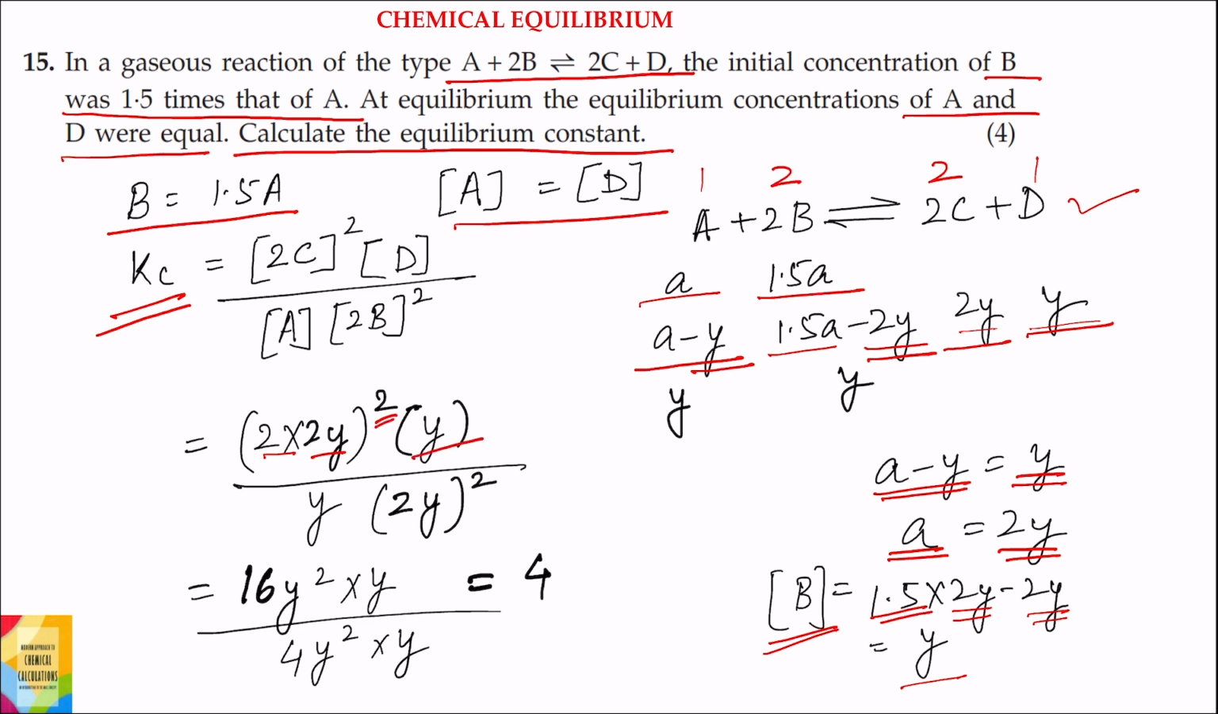D के लिए हो जाएगा Y divided by concentration of A हो गया Y and B is 2B, that is 2 into Y whole square. Solving, the value of Kc is equal to 4.